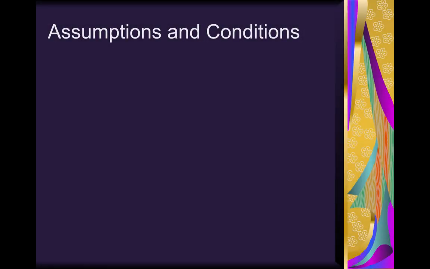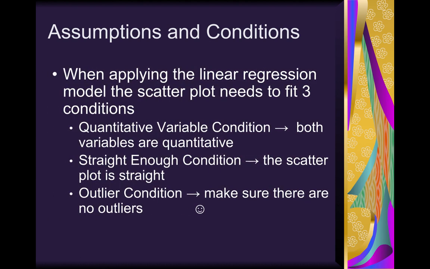When we do this, we still have to check assumptions and conditions. So to be able to calculate the line of best fit, or the linear regression, we have to check these. They have not changed. So we have the quantitative variable condition, which states that both variables are quantitative, meaning that they have units. Straight enough condition, so you want to check the scatter plot before you start this, if you can. If you don't have the data, then we can't check it, but if we have the data, we have to check that the scatter plot is straight enough. And then we have to check that there are no outliers. If there are outliers, we would have to calculate the linear regression both with and without the outliers.